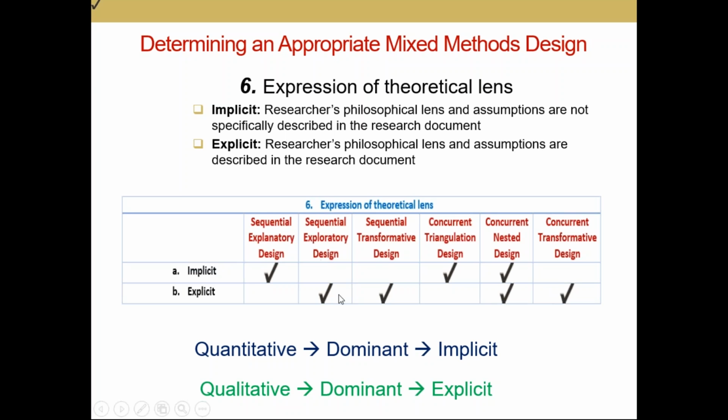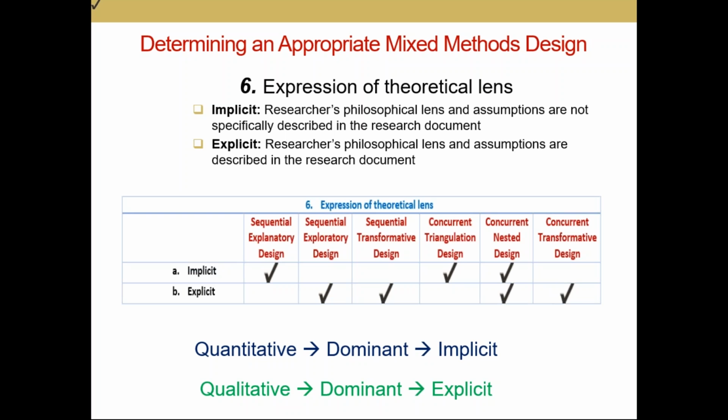Whenever your quantitative approach is dominant, you don't have to talk about your theoretical lens. Quantitative is more of positivism, because whenever you use quantitative, everybody has the perception that you are looking at the issue from a positive point of view. But for qualitative, there is a link between you as a researcher and what you are studying. There's an influence. It's more of a subjective way of inquiry.